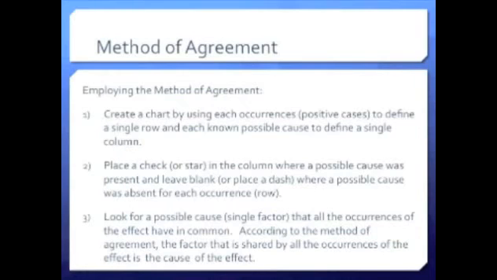After we have entered all the information we have in accordance with the second step, we would then go on to look for a single possible cause, which is a single factor that all the occurrences of the effect have in common. According to the method of agreement, the factor that is shared by all the occurrences of the effect, i.e., all the positive cases of the same type of effect, is the cause of the effect.